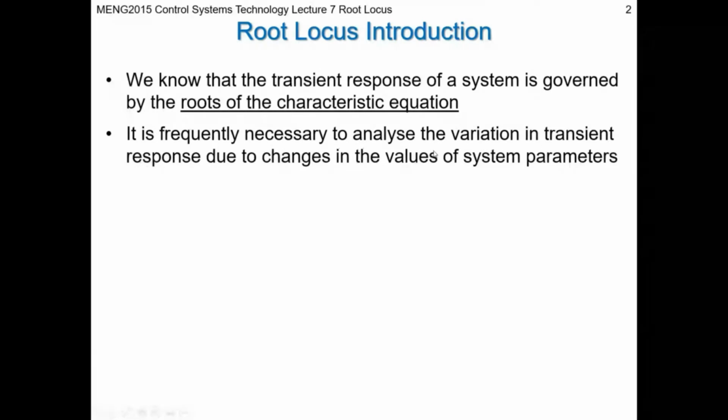So it's frequently necessary to analyze the variation in transient response because something changes in your system. And the most common thing that changes in your system are the gains. There can be other things that change, but the gains are the most common. That could be, for instance, a proportional gain in your controller, or it could be that you have a PID type controller and you're changing your proportional, integral, and derivative gains, or any one of the above, right? So when you're changing your gains, that's an important parameter that changes.